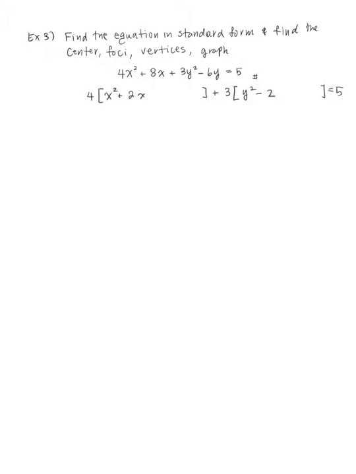So now let me just work on the x first. I'm going to divide this number by 2, so you're going to have plus 1. What goes in here is 1 squared, so I'm going to have to add 1. That means I better subtract 1.